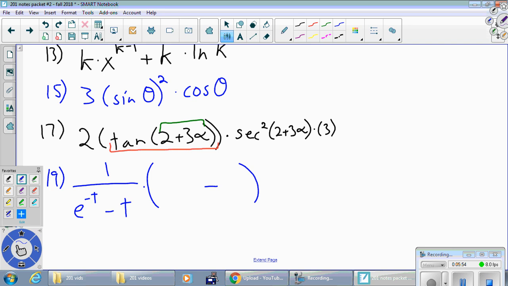So the derivative of e to the negative t, that is e to the stuff, which becomes e to the stuff times the derivative of the stuff, and the derivative of negative t is simply negative 1. And then the derivative of that last t in the parentheses is 1.